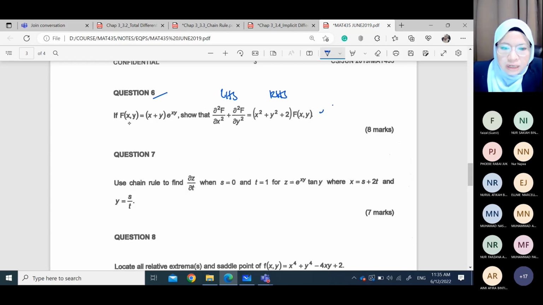Okay. So we have this function. f(x,y) equal to (x plus y) times exponent of y. So now you need to show that the second order partial derivative respect to x on f plus second order partial derivative respect to y on f is equivalent with this one.